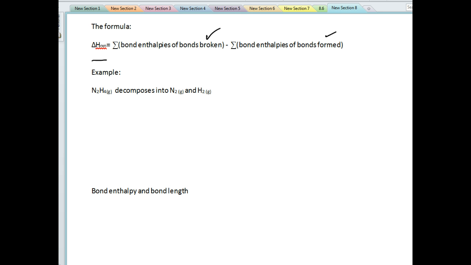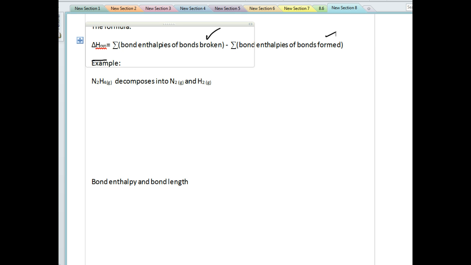So we just got to keep that in mind. Here's an example that we're going to do, and I'm going to ask you to calculate, using this formula, delta H of reaction equals bonds broken minus bonds formed. And here's the example. We're going to use N2H4 decomposes into N2 and H2 gas.